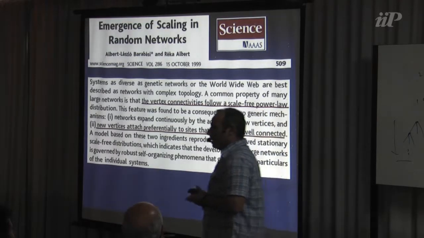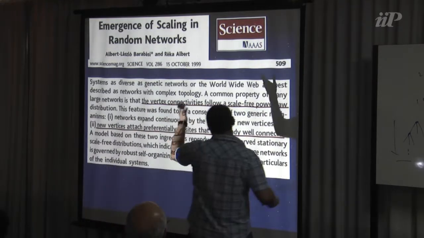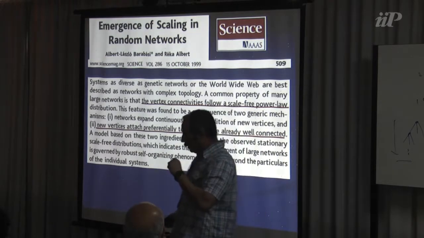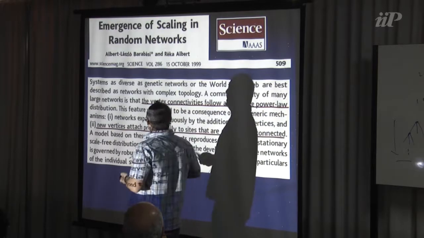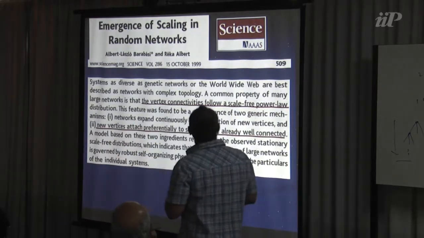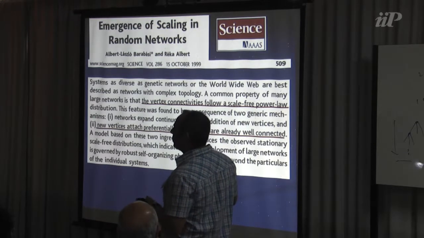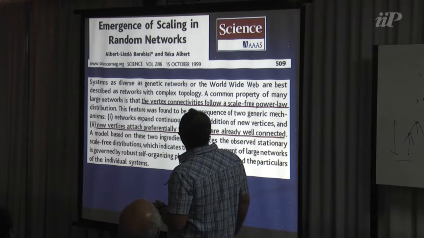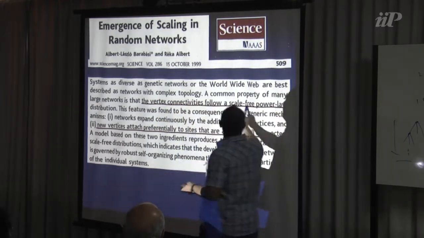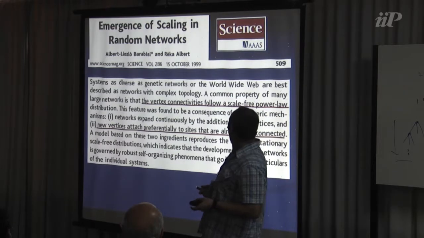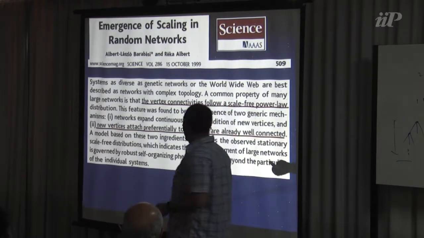The third paper about networks, these are not brain networks, it's a Science paper by Barabási and Albert, everybody knows. And this is the abstract. It says, systems as diverse as genetic networks or the World Wide Web are best described as networks with complex topology. A common property of many large networks is that the vertex connectivity, or the degree, follows a scale-free power law. Okay, that's the first time power law appears in networks.